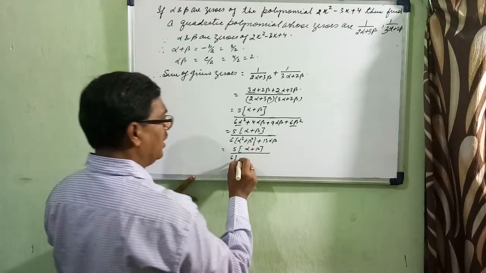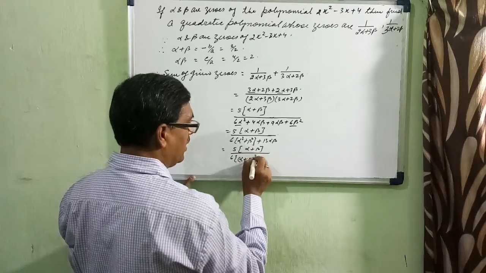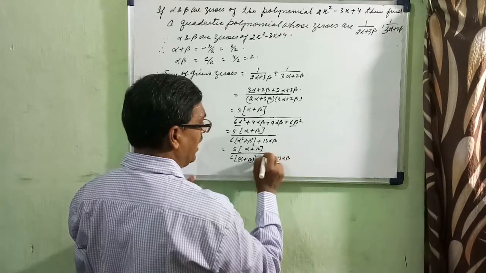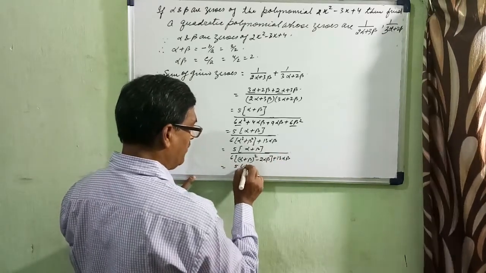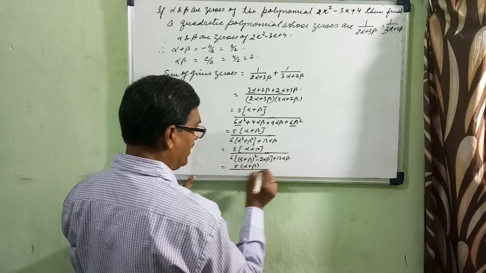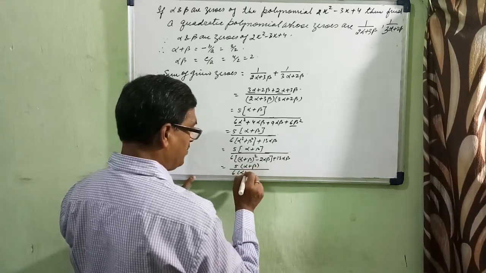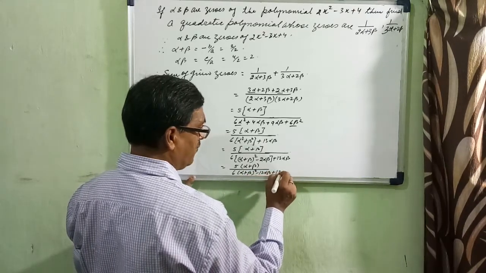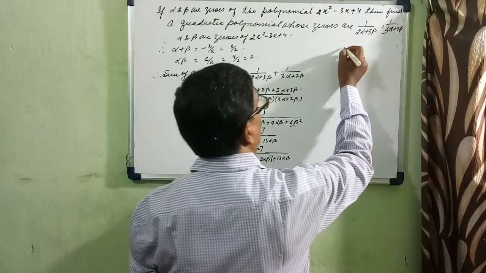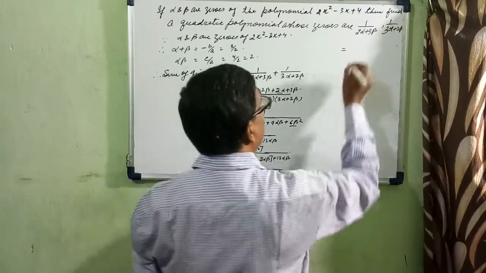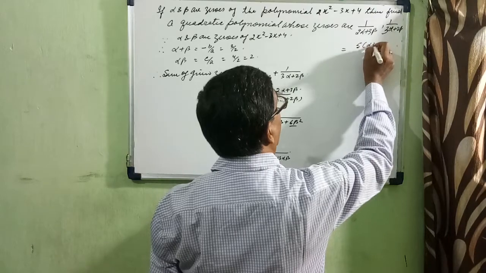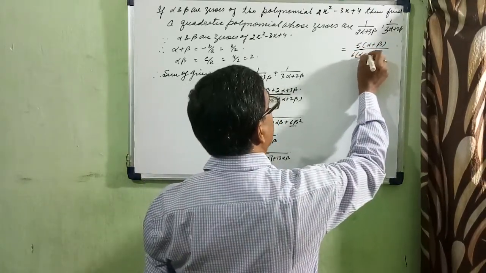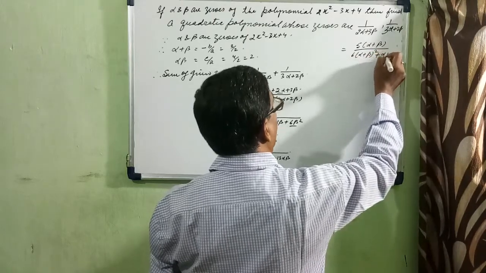Is it not equal to (alpha plus beta) whole square minus 2 alpha beta plus 13 alpha beta? And therefore it will be 5 (alpha plus beta) divided by 6 (alpha plus beta) whole square minus 12 alpha beta plus 13 alpha beta, and as a result it should be equal to how much? 5 into (alpha plus beta) divided by 6 into (alpha plus beta) whole square plus alpha beta.